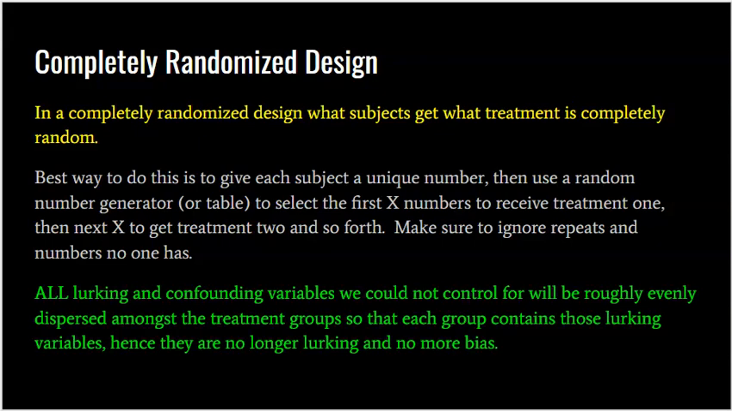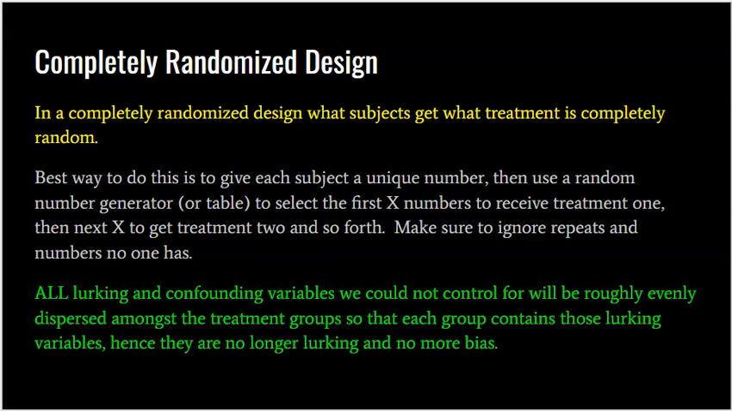I mean, if you have 5 treatments that you're going to give out and you have 100 people, well, then 20 will go into each treatment group. Another thing I want to point out is that if you do have an odd number of people, it's okay if your groups aren't identical in size. You could have a group that gets 10 and a group that gets 9. It's not the end of the world. Obviously, you don't want a group that gets 19 and another group that gets 1. That would be silly. All right, and then you also have to say that you're going to ignore repeats and numbers that no one has.